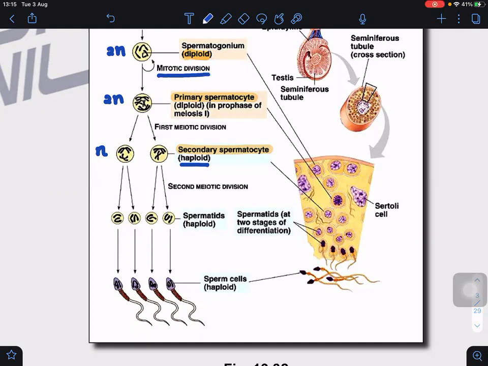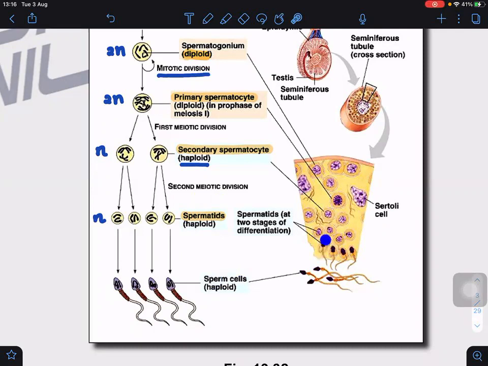Therefore, the secondary spermatocyte has to complete the second meiotic division to form spermatids, which are n equal to 23. But at this moment, can you see that they still haven't grown into a fully matured sperm cell with a tail? So at this moment, we term them spermatids. They then mature into sperm cells in the process called spermiogenesis.